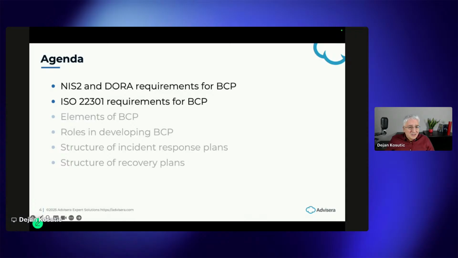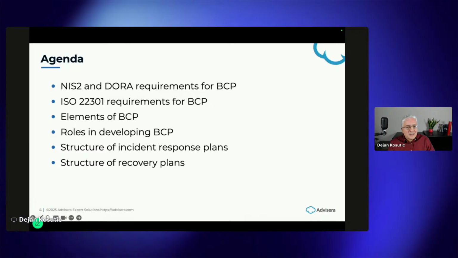Second topic will be about ISO 22301 requirements for BCP. And by the way, BCP stands for Business Continuity Planning. Then, what are the elements of business continuity planning, meaning I'll show you how to structure, let's say, what type of plans exist typically in BCP. Also, what are the roles in developing these business continuity plans? What is the structure of incident response plans, which is, by the way, one of the types of business continuity plans, and also what is the structure of recovery plans, and I'll also mention disaster recovery plans. So all of these things are something that I'm going to go through today.